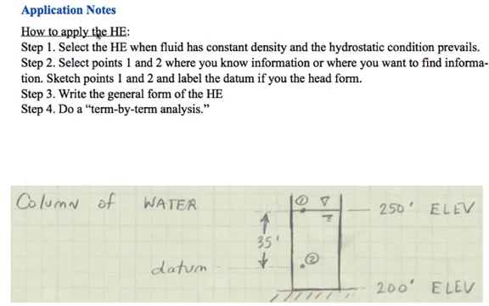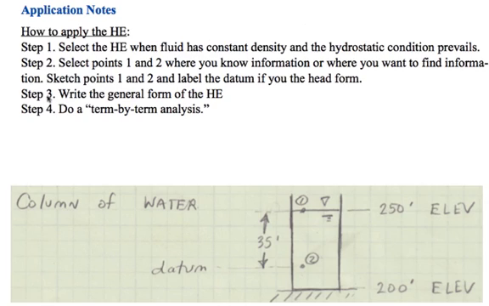How to apply the hydrostatic equation? Step 1, check your assumption. Step 2, select points 1 and 2 where you know information or where you want to find information. Go ahead and label these points and label your datum. So for example, down here, point 1 was selected at the free surface because we know the gauge pressure there is 0 and we know the elevation. Point 2 was selected down here because this is where we want to solve for pressure. Notice that the datum is sketched.